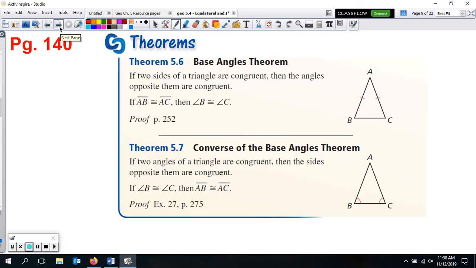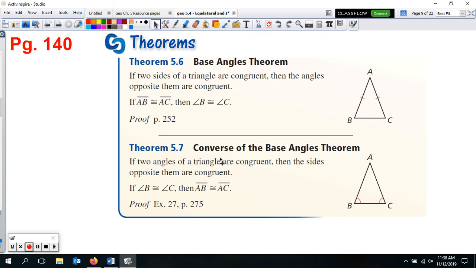Alright, so also on 140 you see the theorems there. You've got the base angles theorem and then the converse to the base angles theorem. Basically all the base angles theorem says is if 2 sides of a triangle are congruent, so it's isosceles, then the angles opposite them are congruent. So in an isosceles triangle, when you have the 2 sides congruent, your base angles are going to be congruent. So angle B and angle C are congruent.